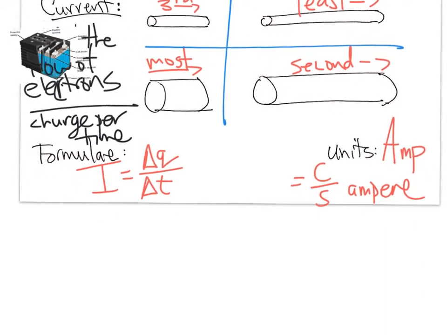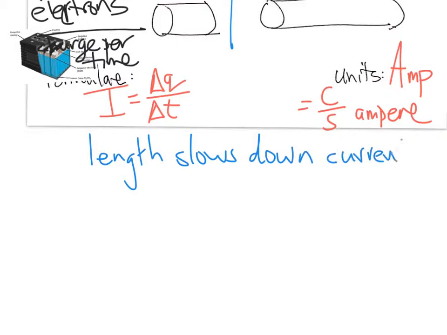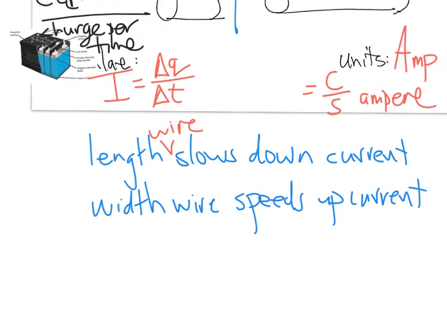So I'll just generalize here and say the length of a wire slows down current. I'm going to write that. I'm worried that students only write what I write. Length of a wire slows down current, and width of a wire speeds up current, or resists less. So it's not the same thing as speeding up. Okay, next page. Oh, that's messy.